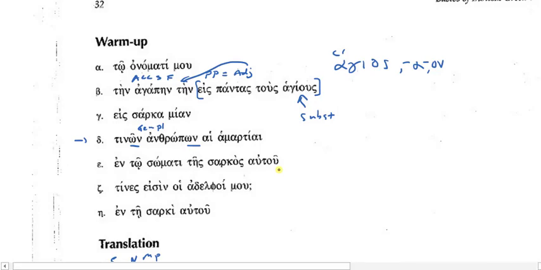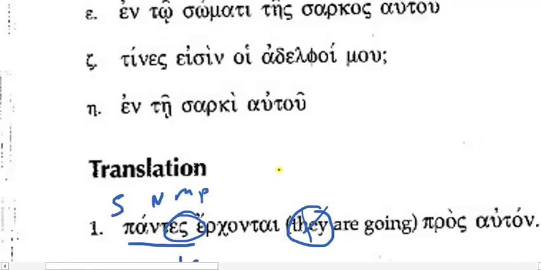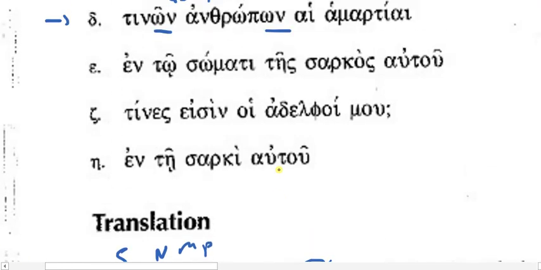Let's look at the one here. So let's read it together out loud, all right? I want to hear that beautiful Greek accent. You ready? Go. En te sarki autou. Beautiful. Okay, so who asked for this?